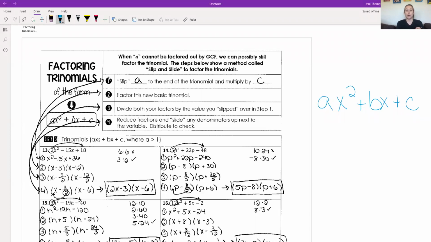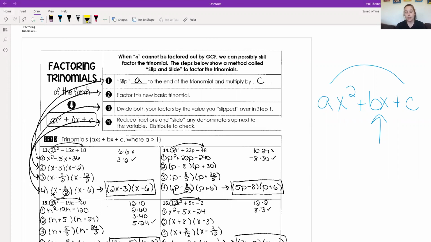When we did our box method, we would find the product of A times C that would sum to our B. This is a little different method of doing it. So there's a couple different steps.